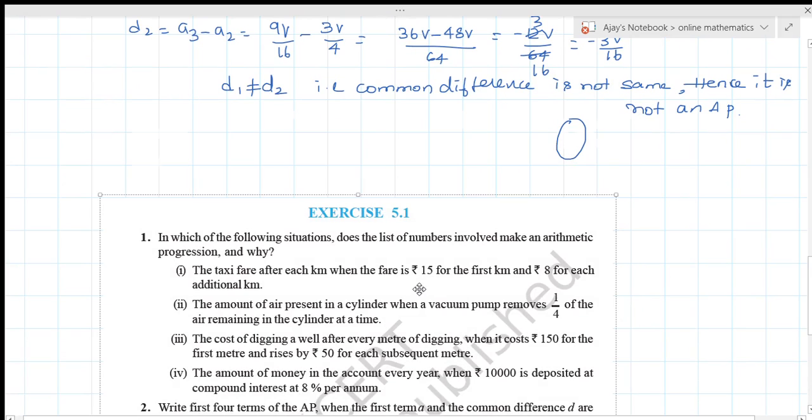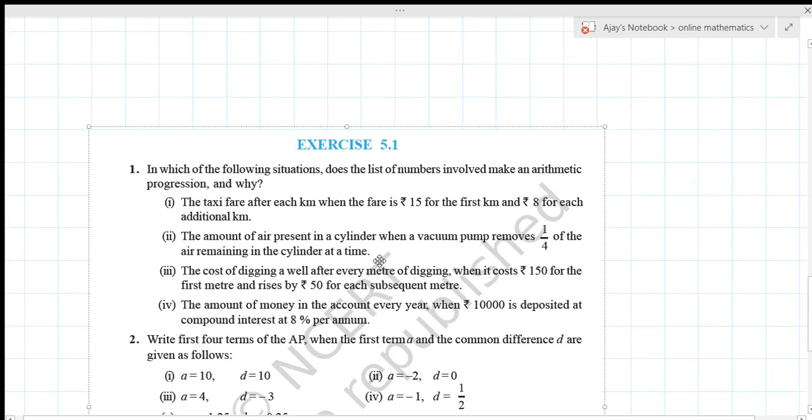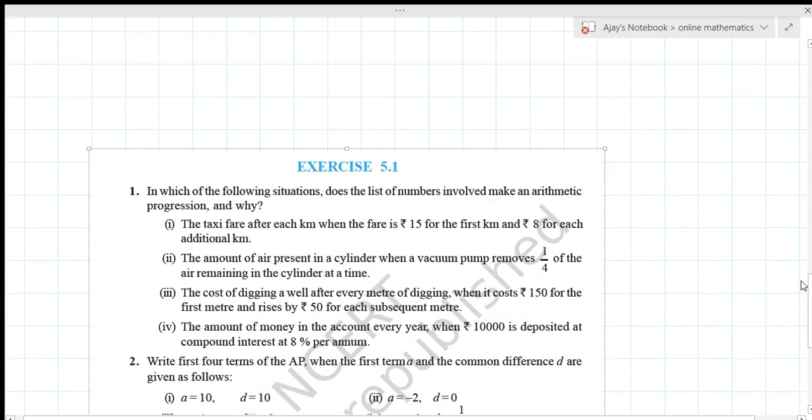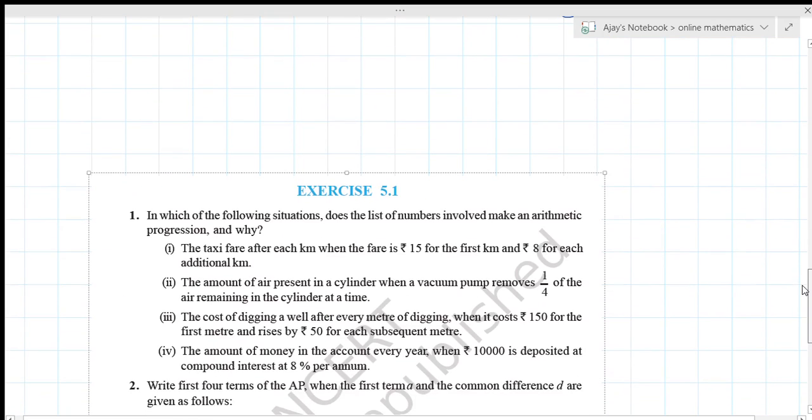The third one you can try yourself. It can be solved by following the example of question number 1. I'll just go with the fourth problem. So what does the fourth problem say?